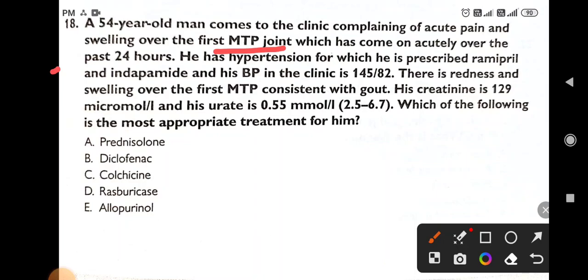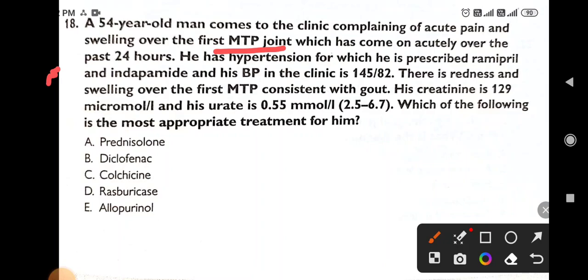There is redness and swelling over the first MTP consistent with gout. His creatinine is 129 and his urate is 0.55 millimoles per liter. Which of the following is the most appropriate treatment for him? Prednisolone, diclofenac, colchicine, rasburicase, allopurinol.